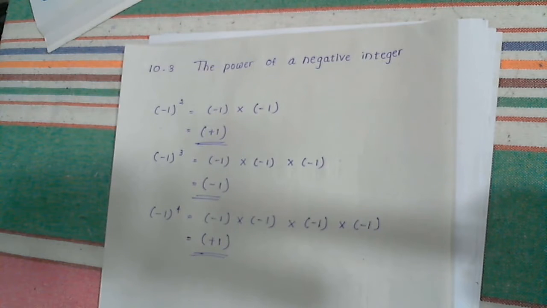Then the second point, the value of an odd power of a negative integer is negative. Odd power means ඔත්තේ බලය.